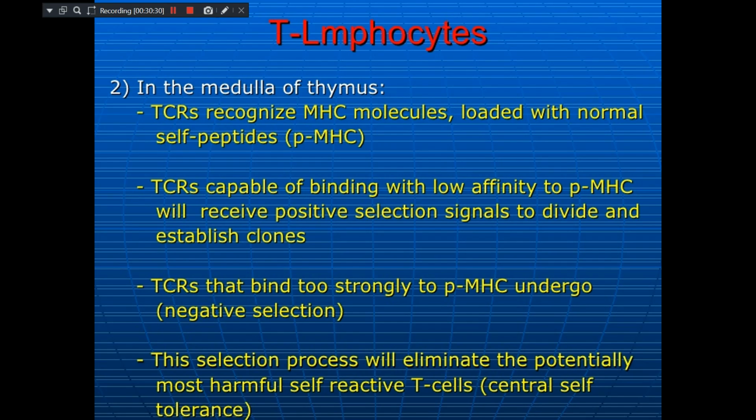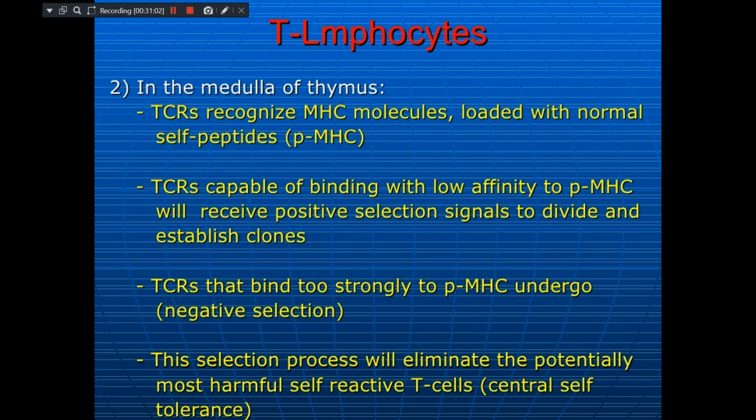Now, sometimes this TCR can bind too strongly with pMHC also, and they go through negative selection. This selection process will eliminate the potentially most harmful reactive T cells. Why? What is the role? This selection is a very, very important process. It will eliminate some of the most harmful self-reactive T cells.